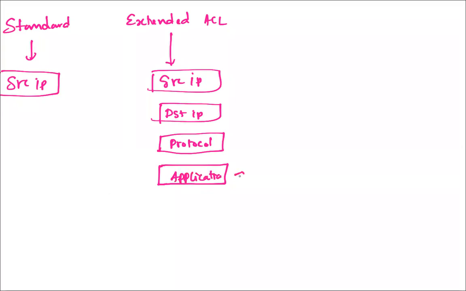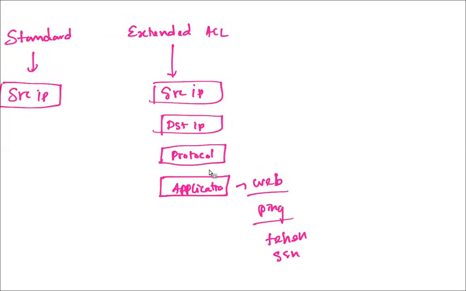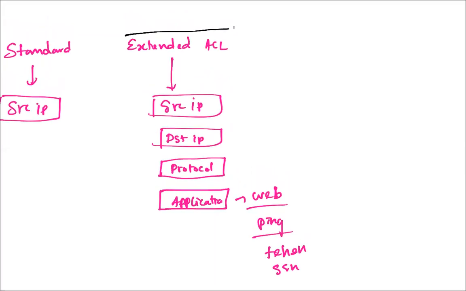So if you don't want WhatsApp to work, that's possible in extended ACL. You don't want Zoom to work, that's possible. You don't want websites to work, you don't want the web protocol to work, that's possible. If you don't want ping to work, that's possible. We discussed telnet; if you don't want telnet to work, that is possible. If you don't want SSH to work, everything is possible. With extended ACL, you don't have any limit. Extended ACL is so great that you can block packets based on source IP, destination IP, protocols, and applications.